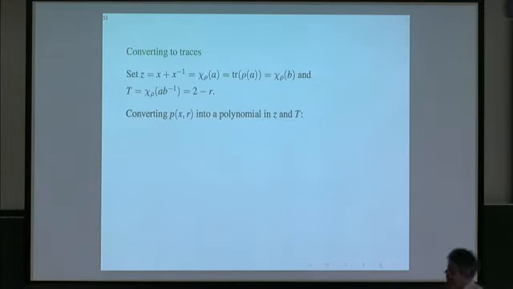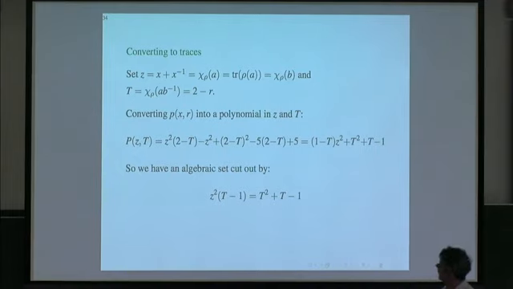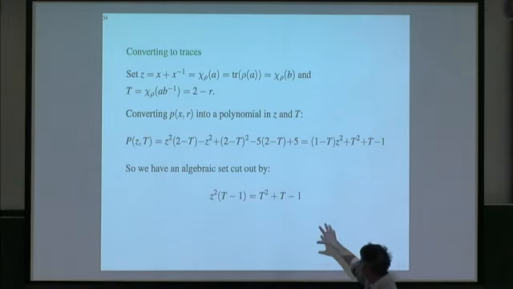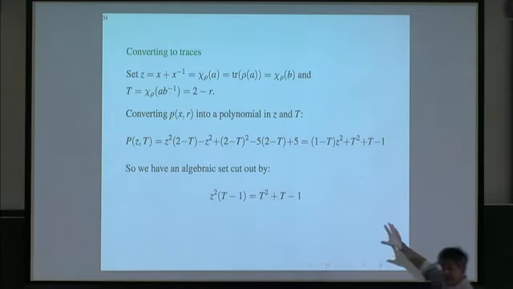We need to convert to traces. So if we set z to be the trace of A and t to be the trace of AB, and then you pretend you do resultants in your head, you get this. So that's a polynomial in two variables, z and t, that are traces, and you get this equation here. So it's an algebraic set that's cut out by this. So what we've just proven is that if there's an irreducible representation, then the characters satisfy this.